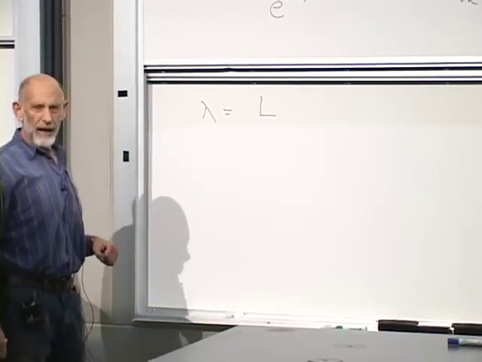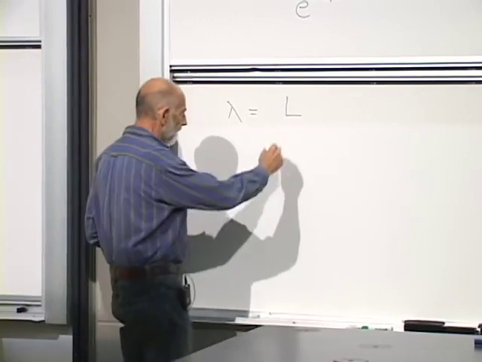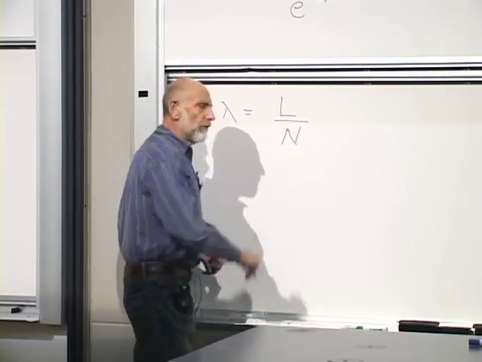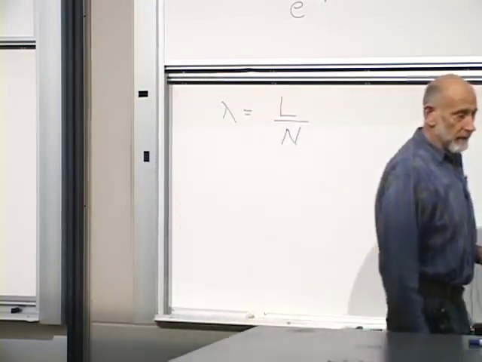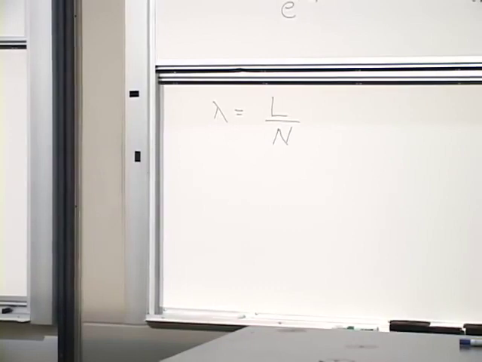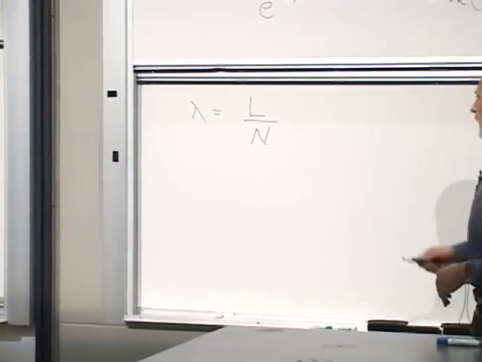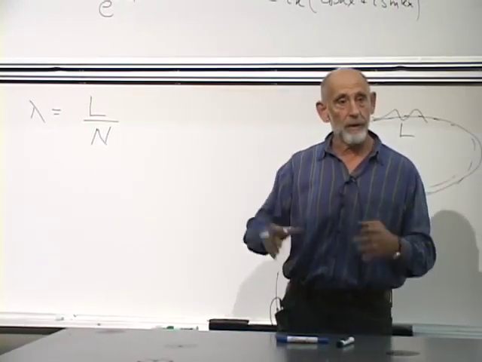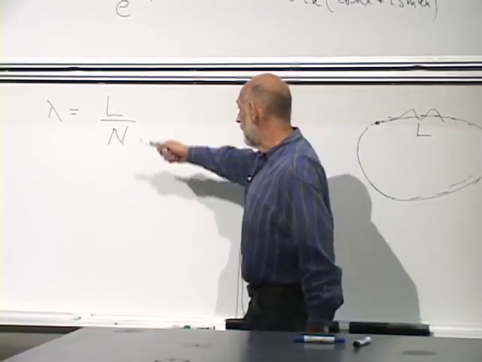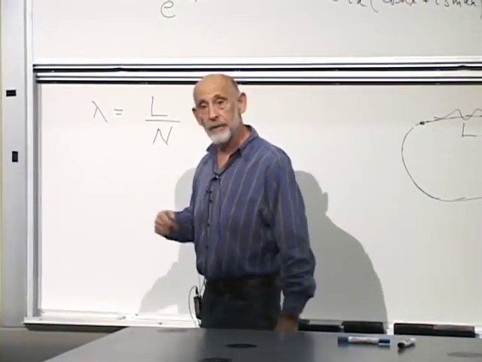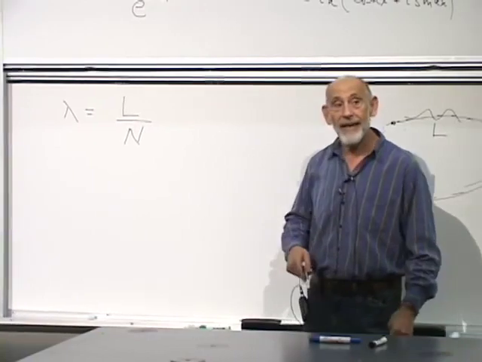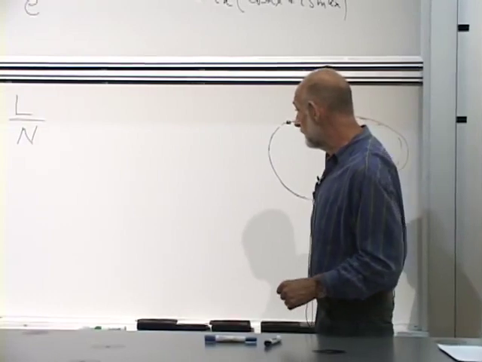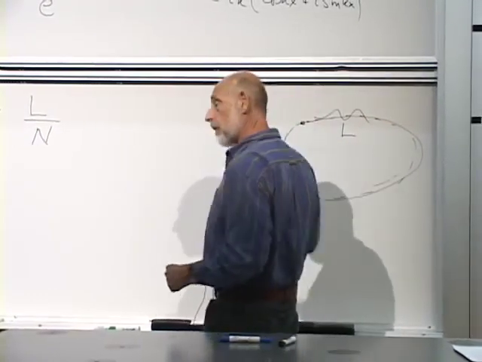I don't want to call the integer n. Let's see, I'll call it capital N. Little n will be reserved for something else. So the wavelength is necessarily the total distance around divided by N. Now that means the wavelength comes in discrete possibilities. It can be L, it can be L over 2, L over 3, L over 4, but it can't be L times the square root of 2 or L divided by the square root of 2. An integer number of waves just won't fit in here.